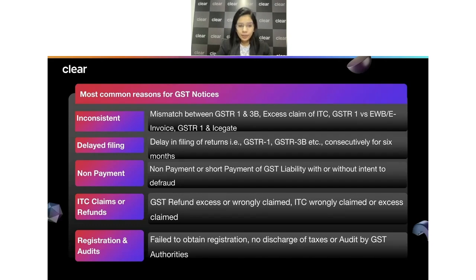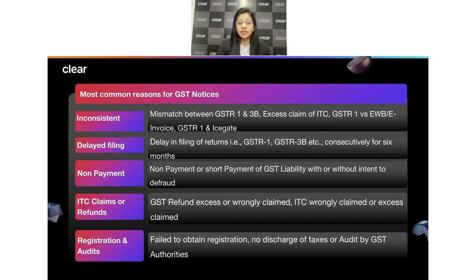Then there could be a non-payment. So there can be a liability which is appearing in maybe your GST 1, but you have made a short payment in your GST 3B. In such case, you are going to receive a notice from the department. It could be an excess ITC claim or maybe an excess refund which you have claimed from the department. Then also you receive a notice.